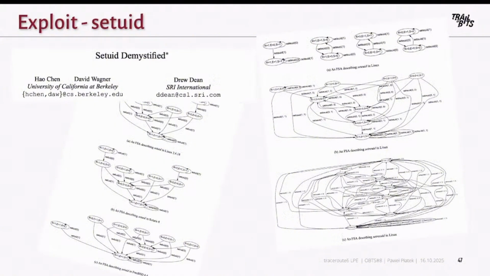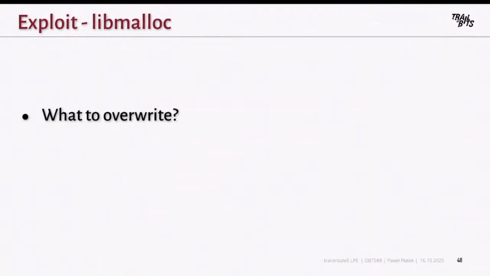And if you are thinking that this is a silly bug, then please take a look at this paper from 2002, where researchers tried to decode the Unix permissions like state machines. Kind of crazy. OK, now we can land the overwrite somewhere on the heap. The question is what to overwrite.